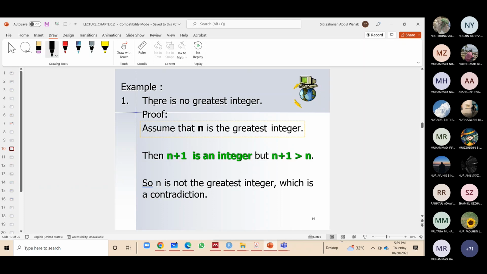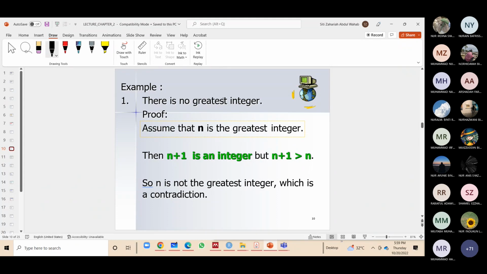Can you define what is the greatest integer? Can you define what is the largest number? What is the greatest number? We can't define it, right? Why? Because if you say infinity is the largest or the greatest number, we have infinity plus 1. Infinity plus 1 is greater than infinity. If we say infinity plus 1 is the greatest, we have infinity plus 1 plus 1. So we can't define what is the greatest integer. So now we have this statement, there is no greatest integer.